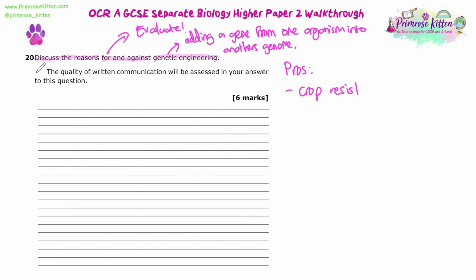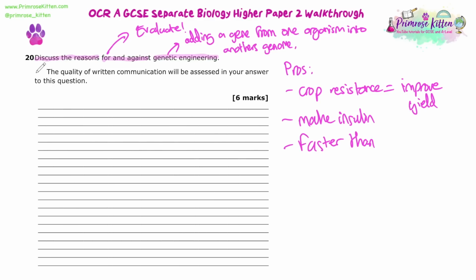That we could then obviously get marks for. So genetic engineering, if you're not sure or can't remember, is where you add a gene from one organism into another's genome. So we cut a gene out from one species and then we put it into another. So the main pros, we're not going to spend too long thinking up loads of different pros and cons. As long as we've got enough that we can talk about and explain them, that's what's important.